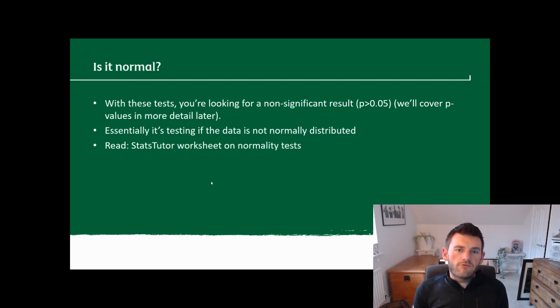And with these tests that we run, the Kolmogorov-Smirnov test or the Shapiro-Wilks, we're looking for essentially a non-significant result. So we're looking for a p-value that's above 0.05, and we'll cover p-values in more detail later on when we look at statistical testing. But for this stage, all you want to know is when you run your test for those smaller samples, if your p-value is greater than 0.05, then that tells us the data is likely normally distributed. The higher the p-value, the more confident we can feel that the data has a normal distribution.